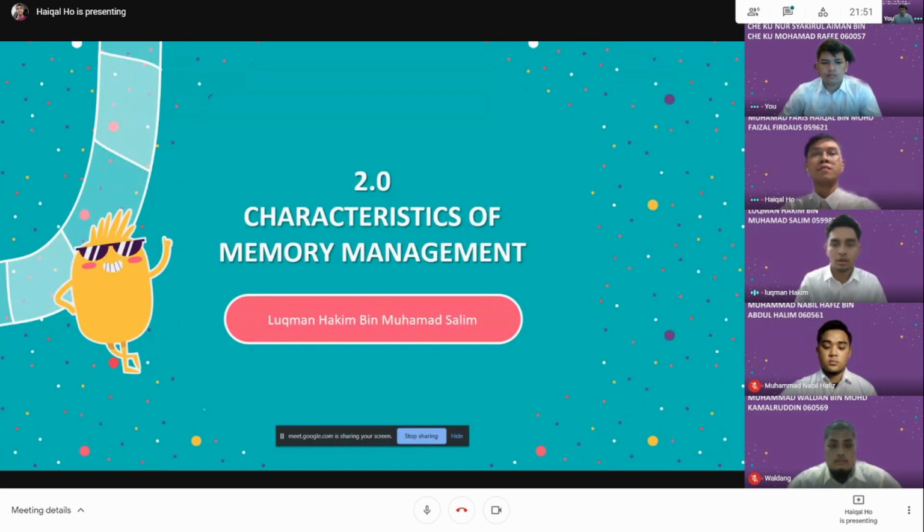Assalamualaikum warahmatullahi wabarakatuh. My name is Luqman Hakim. I'm going to go into the next chapter, which is the characteristics of memory management. The memory in a computer can be divided into five hierarchies based on speed as well as use. The processor can move from one level to another based on its requirement. The five hierarchies in the memory are registers, cache, main memory, magnetic disk, and magnetic tapes.